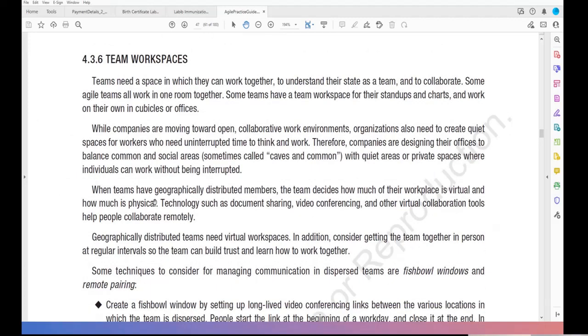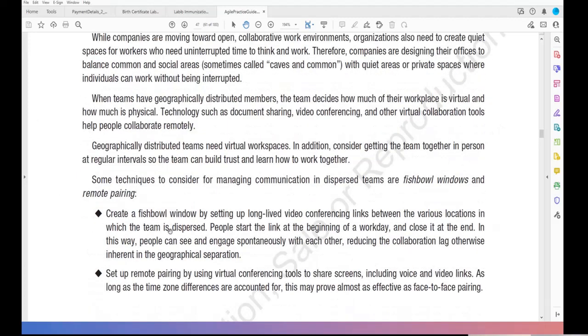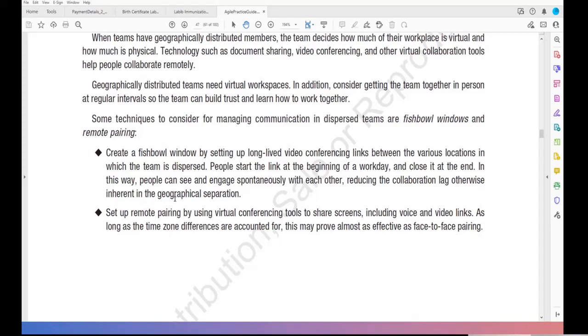Okay, team workplace, as we mentioned, fishbowl and remote query. Give example in my place.